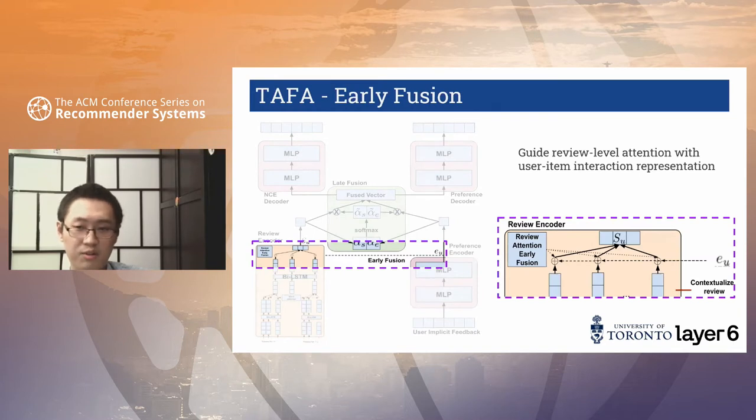One main novelty of our paper is we have an early fusion module in the review encoder that takes the preference encoder output, which represents preference for each user, and fuses with individual review of that user. This is in combination with the review level attention mechanism. By doing so, we provide an opportunity for individual review to interact or correlate with user preferences. And this also allows user implicit feedback representation to guide review level attention weights.